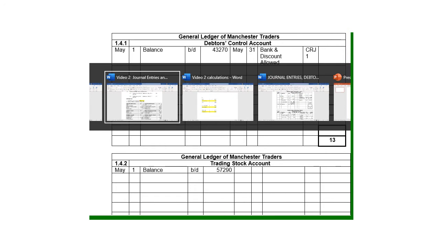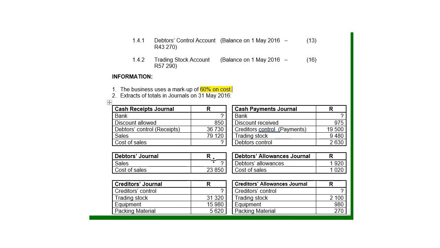Now I've got to add whatever I received, which is the 36,730 plus the discount of 850. So it's 36,730 plus 850. That gives me 37,850. So that I will put in under the amount column. So important to remember, I combine the two. Okay, next time, or in part 2, we'll continue with this journal.